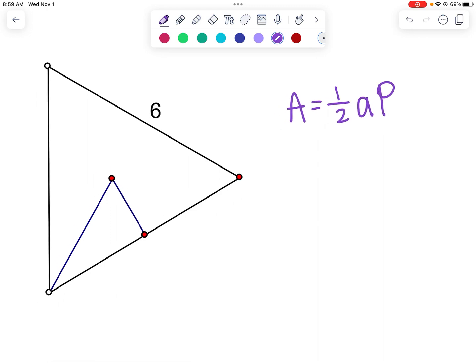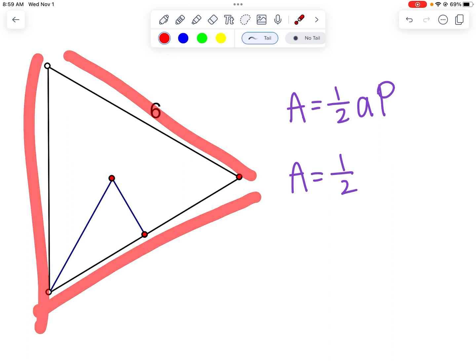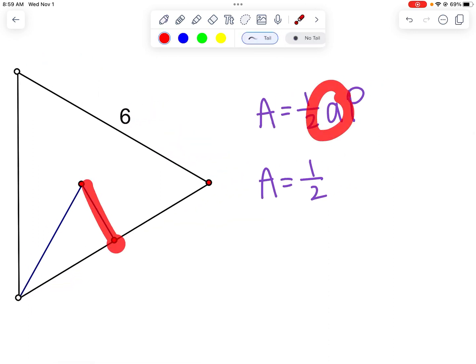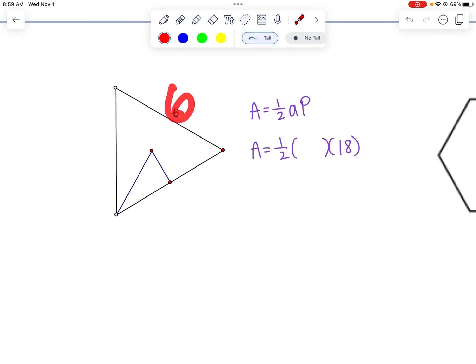Now, in this one, I have the perimeter. If one side of this triangle is 6, that means that it would be all the way around. So the perimeter would be 18. What I don't have is the apothem. I don't have that little height right there. But I know the perimeter is 18 because that would be 6 all the way around. So I could just do 6, add them all up, or I can just do 6 times 3 because it's all the way around. What I'm missing in this one is I'm missing the apothem.